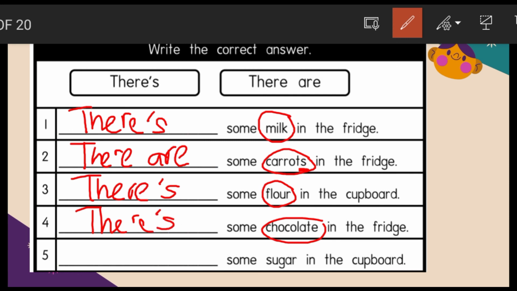Number 5. Some sugar in the cupboard. Sugar. Sugar is uncountable. Tidak boleh dikira. So, kita guna there's juga.